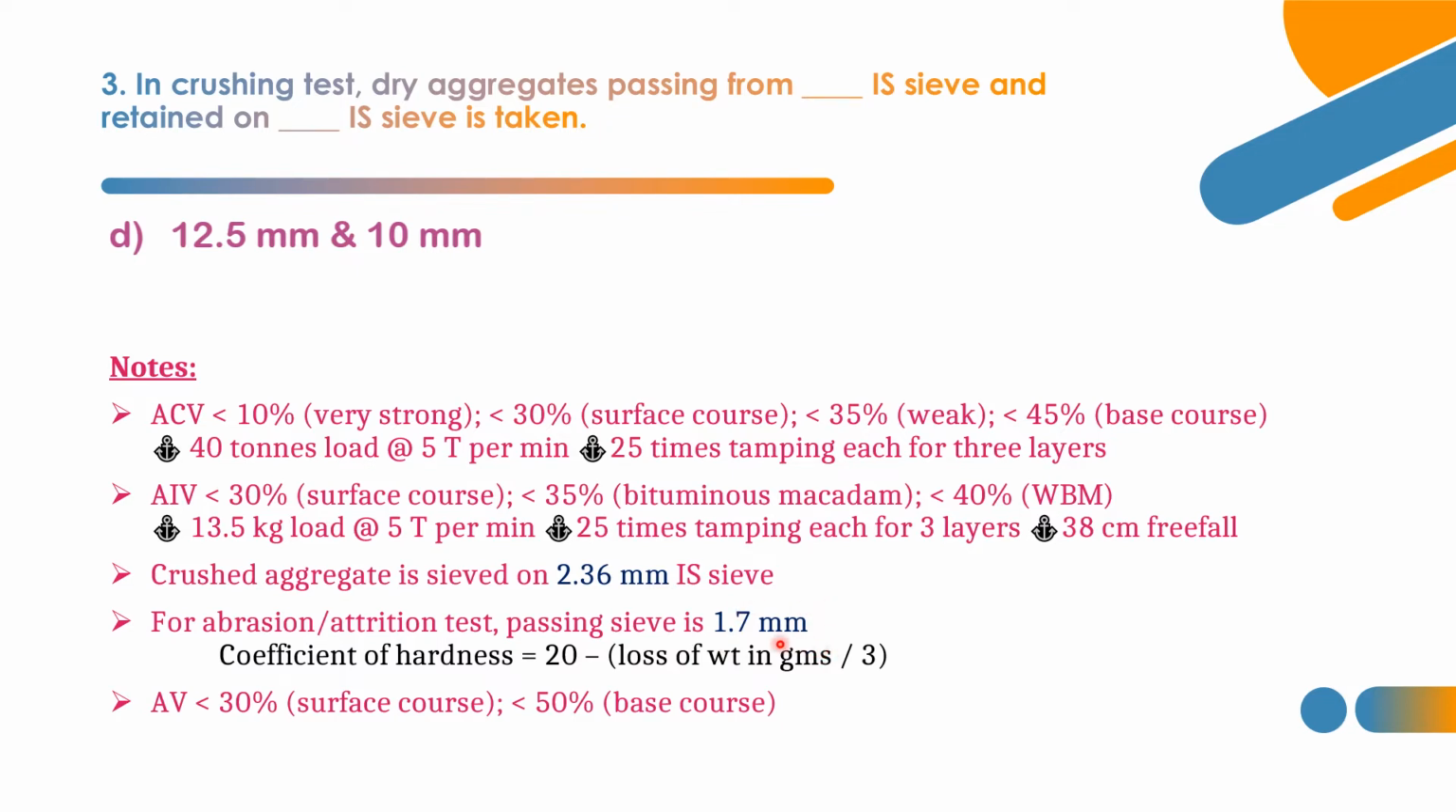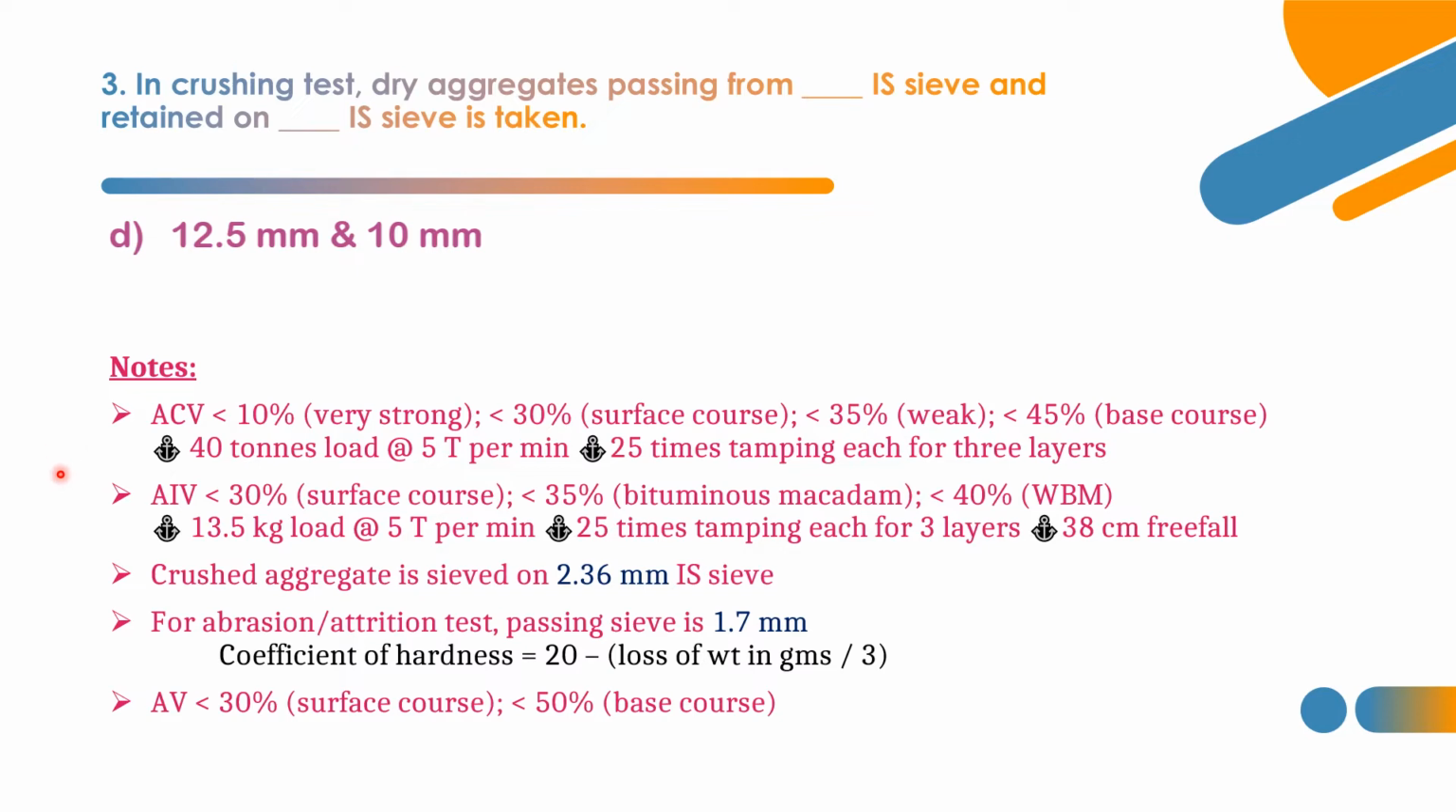After this test there will be some crushed aggregate, and that aggregate will be passed on a 1.7 mm sieve. By using that, the coefficient of hardness shall be calculated using this formula: 20 minus loss of weight of aggregate in grams divided by 3. These are the basic points regarding the Los Angeles abrasion or attrition test. If the abrasion value is less than 30%, we can use those aggregates as surface course. If it is less than 50%, we can use that as base course. So these are some points regarding aggregate tests.